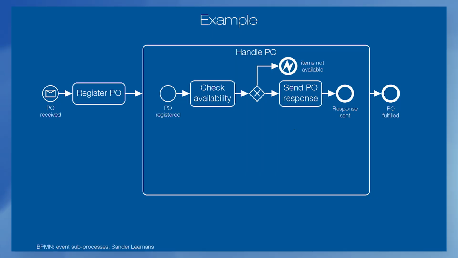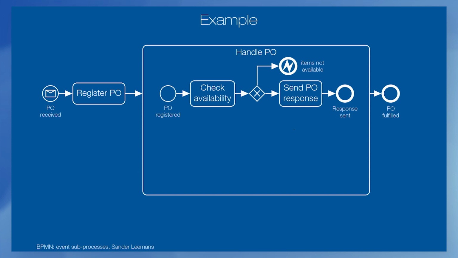Here we have a small process consisting of several steps in order to handle a purchase order. The start of this purchase order handling process is a message start event, quite standard. Then we register the purchase order, and then we move into the handle PO subprocess where several things can happen. The default flow is shown now, which is check availability. If it's available, then send the PO response. If not, then throw an error.